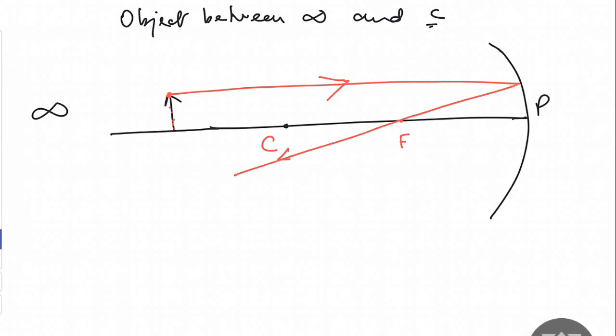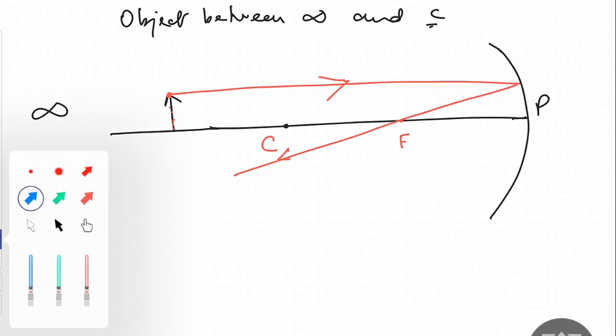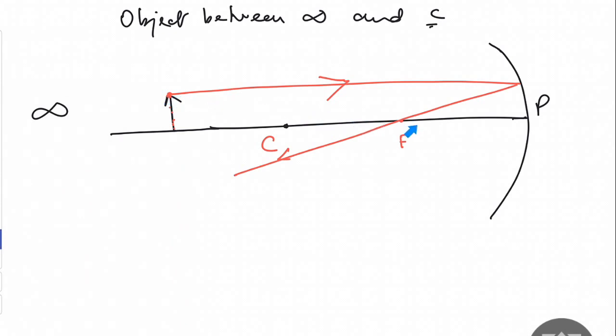Okay, so this is my first ray. One ray goes. Which other ray do you want to draw? There are 3 options. Let's go through all the options. First option is I can take a ray through the focus, and it will go parallel like this, or I can do a ray through the center of curvature, or I can do a ray which goes through the pole and gets reflected and comes like this.